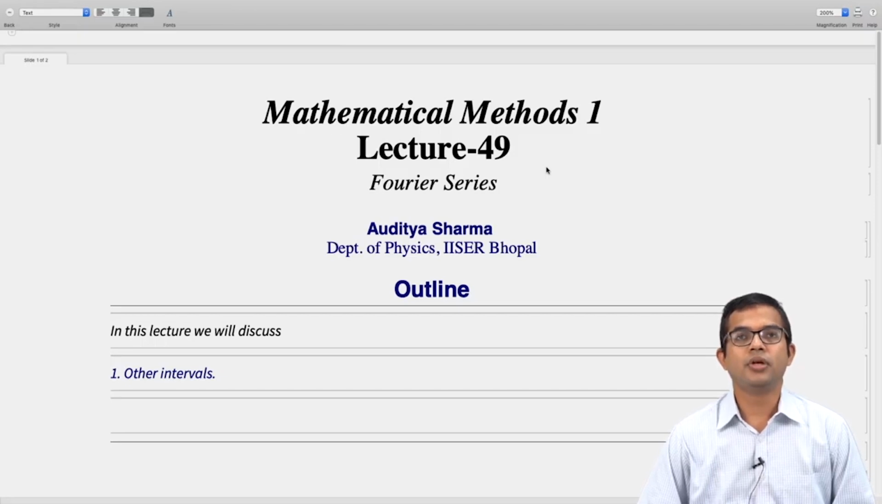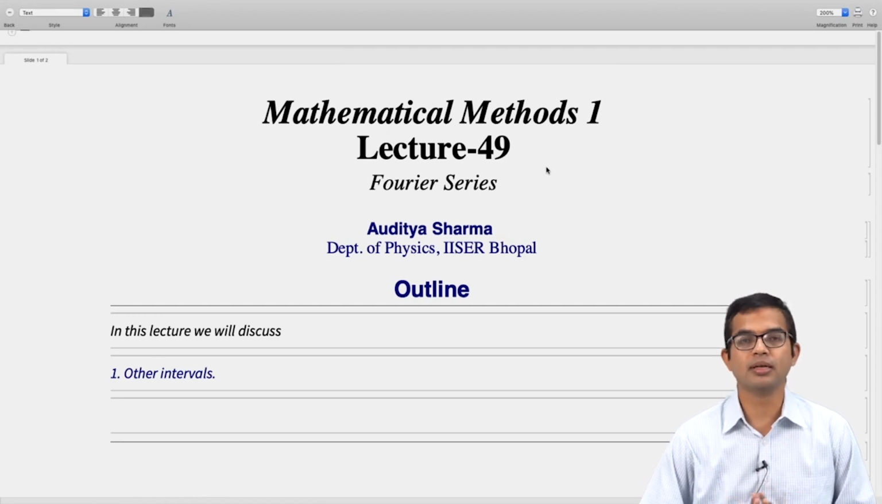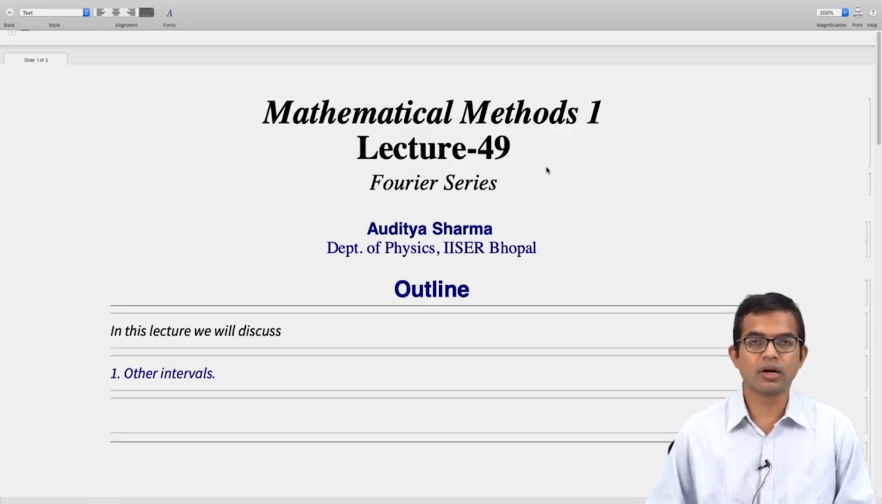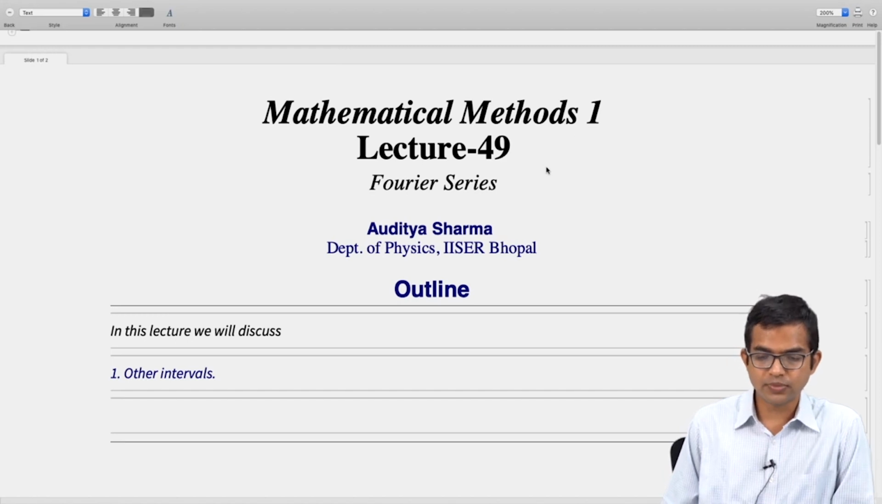Okay, so we have seen how a function which is periodic with period 2 pi can be written as a Fourier series. Right? So far we have restricted our attention to functions with period 2 pi, but there is nothing sacrosanct about this period 2 pi. Any function which is periodic with an arbitrary period can be expanded as a Fourier series. So we will look at how the series expansion can be generalized to an arbitrary period in this lecture.